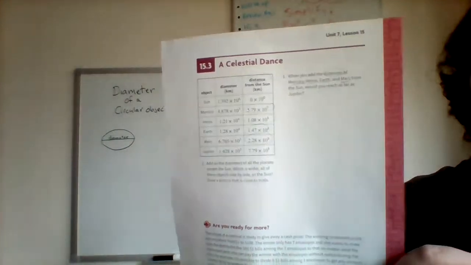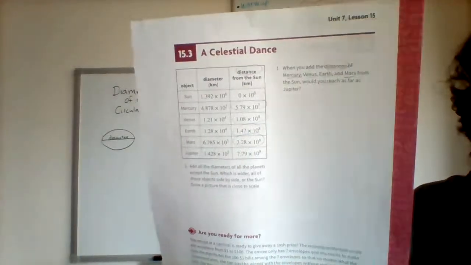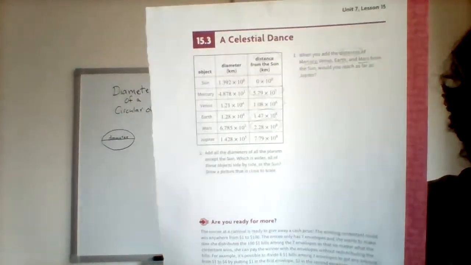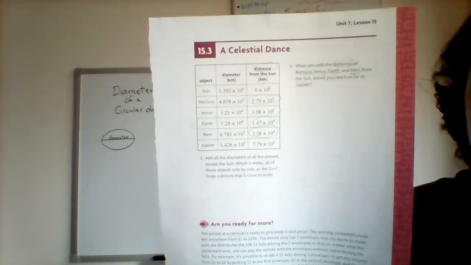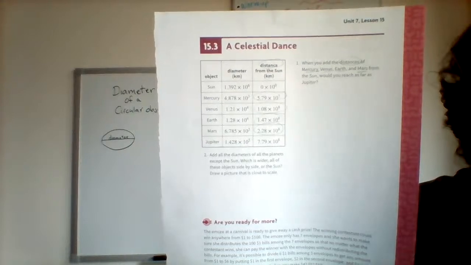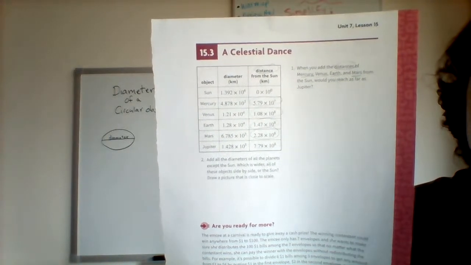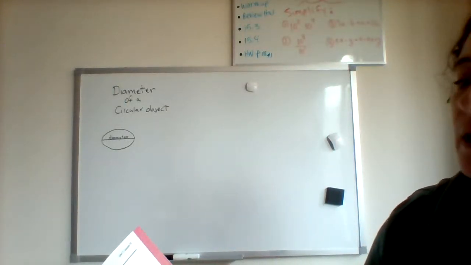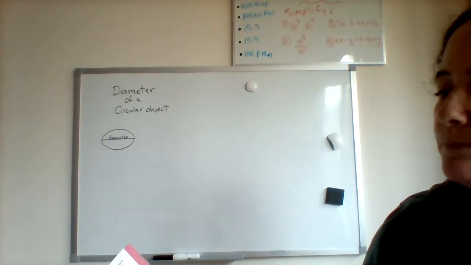Let's zoom out a little bit. 15.3 should look like this. Celestial Dance. This is one of the things that I really do enjoy about your book, your curriculum, is that they take actual scientific data, true data, something that's real, not made up. We're looking at planets and the sun in our solar system.